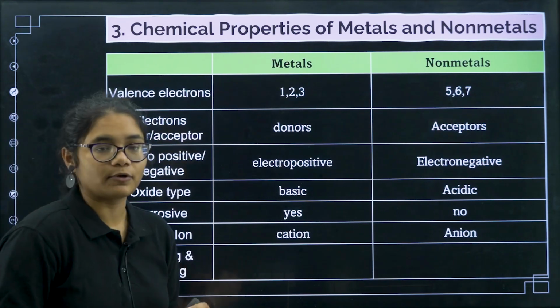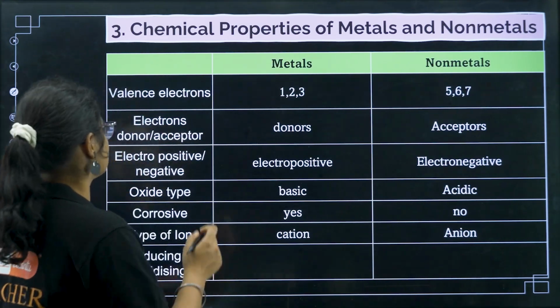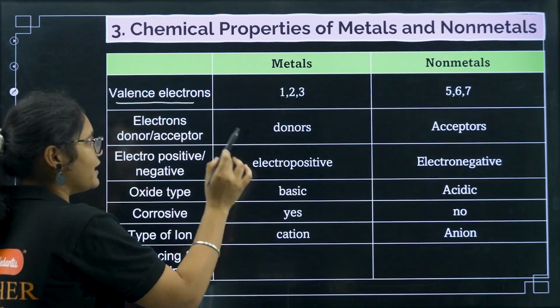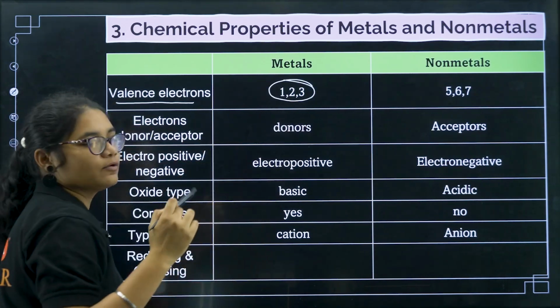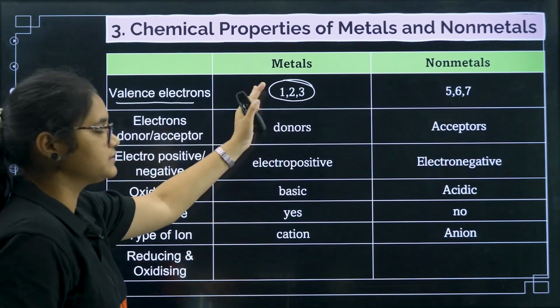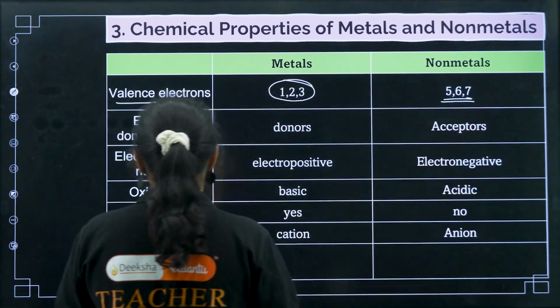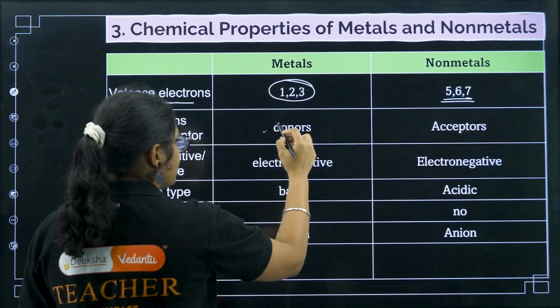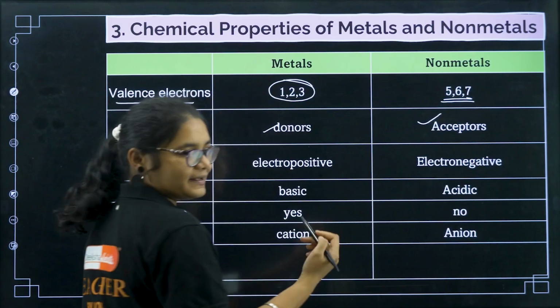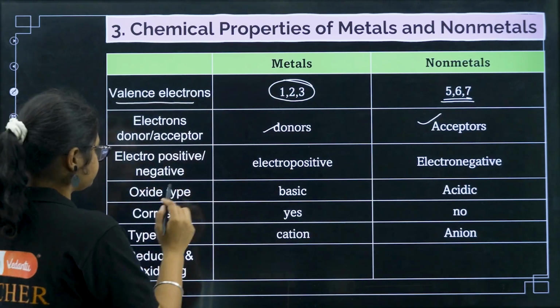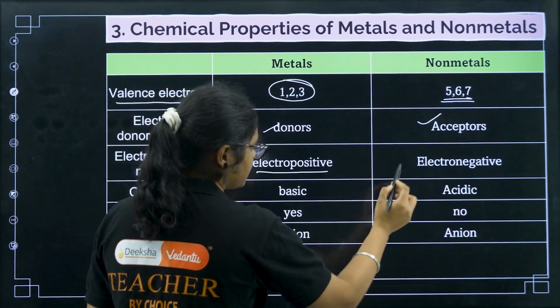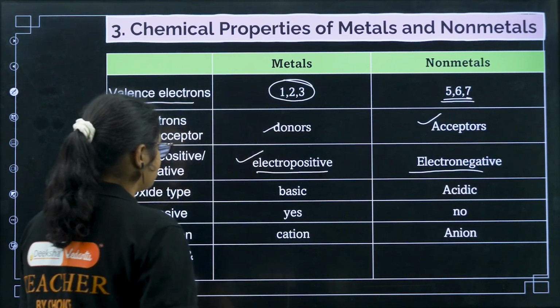Next, coming to chemical properties of metals and non-metals. So we have valence electrons. Valence electrons of metals are 1, 2 and 3 in the last shell, and in non-metals they are 5, 6 and 7. Metals are electron donors, non-metals are electron acceptors. This we have already discussed. Metals are electropositive and non-metals are electronegative in nature.